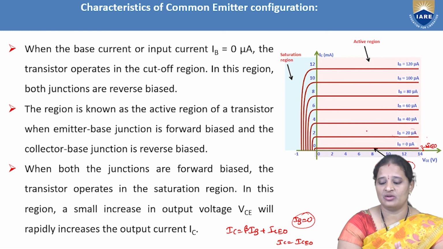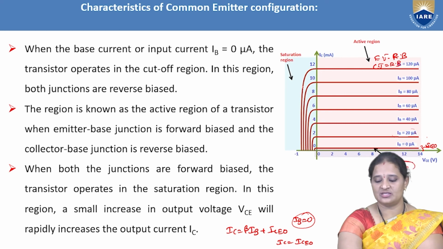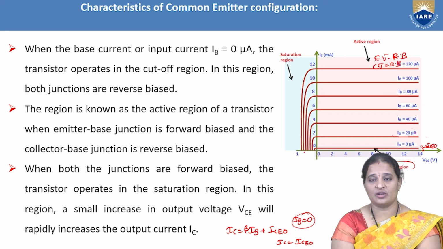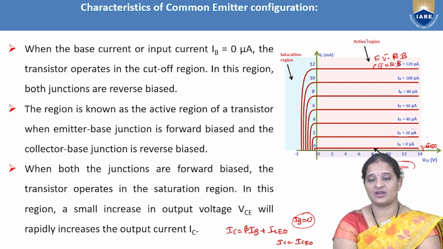So this is the region where the emitter junction is forward biased and the collector junction is reverse biased. And this is the region where both the junctions are forward biased, and hence this acts as a short circuit, and hence it acts as an on switch. So in the saturation region, the transistor acts as an on switch, in the cutoff region, the transistor acts as an off switch, and in the active region, the transistor acts as an amplifier.